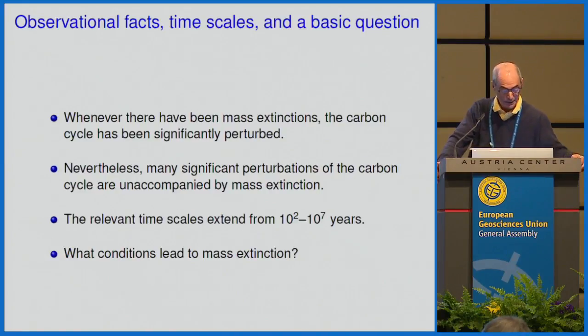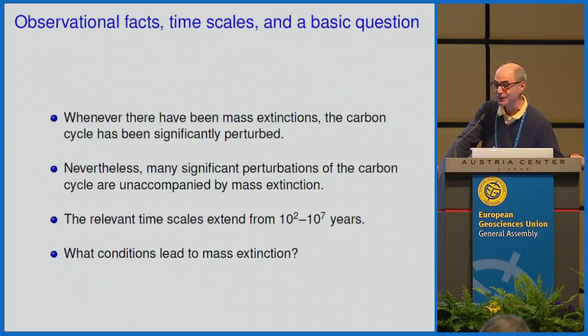The first observation is that whenever there have been mass extinctions in the history of life, the carbon cycle has been significantly perturbed. Second observation is that there have been many events in the carbon cycle that one sees in the geologic record, and they're not obviously at all accompanied by mass extinction. And so, third point is the range of timescales involved. Most of this talk will not cover the missing quadrillion, as we heard about a little bit earlier, but the last 500 million years, the Phanerozoic, during which we'll be looking at timescales ranging from basically tens of thousands of years to millions to maybe tens of millions.